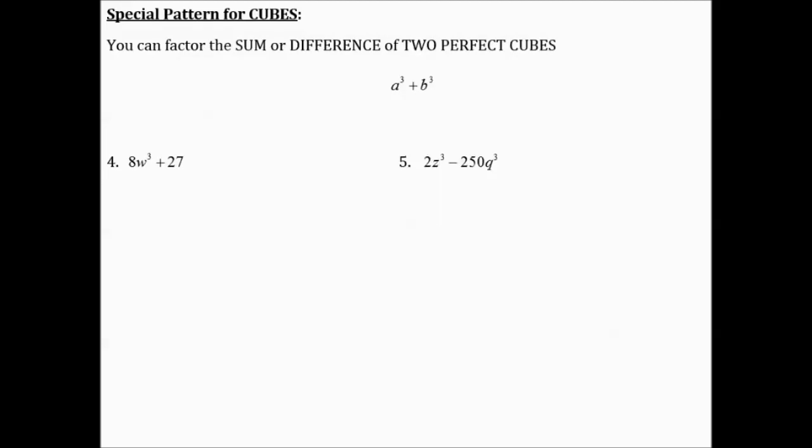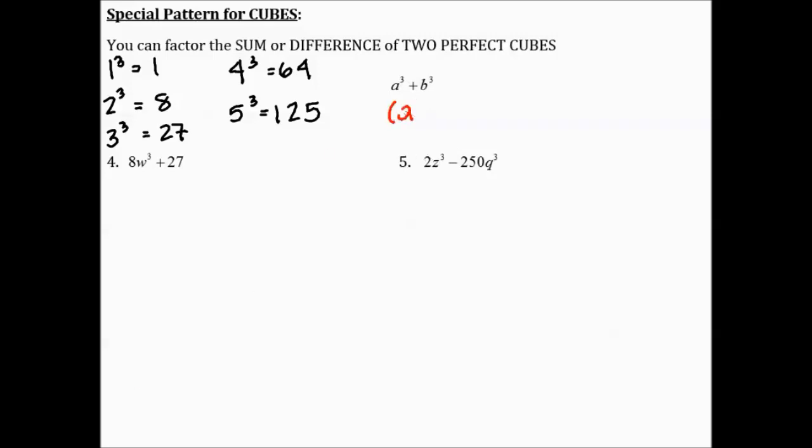Let's take a look at our special patterns for cubes. You can factor both the sum and difference of two perfect cubes. So our first five perfect cubes: one cubed is just one, two cubed is 8, three cubed is 27, four cubed is 64, and five cubed is 125. So if you have a perfect cube plus a perfect cube, the pattern for factoring that is a plus b times a squared minus ab plus b squared. If you have a cubed minus b cubed, then b is just negative.